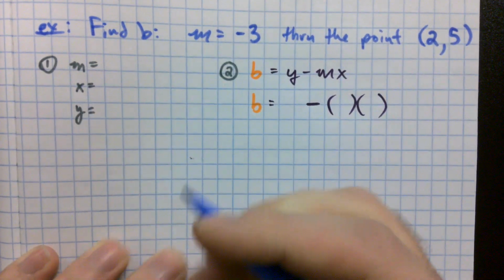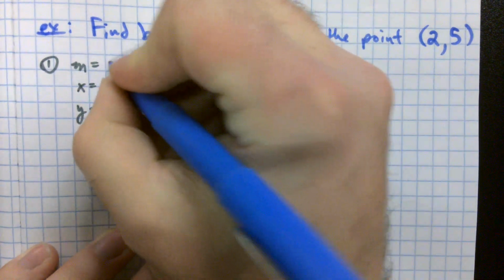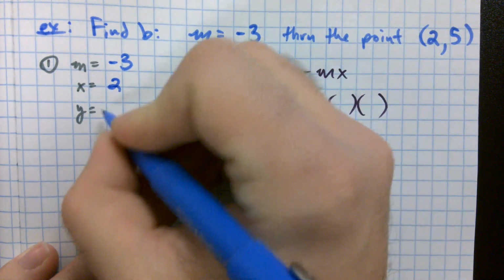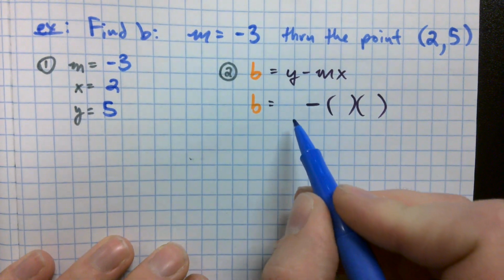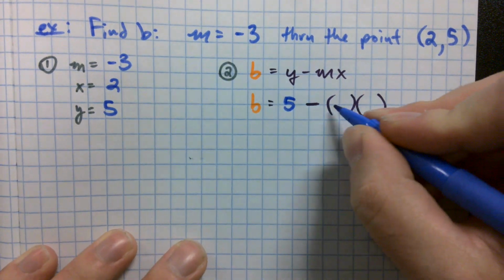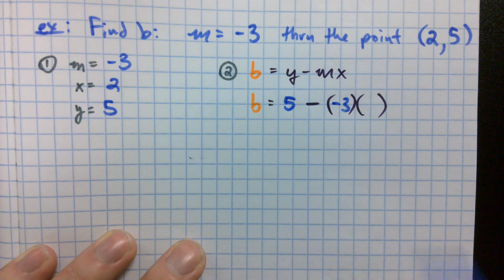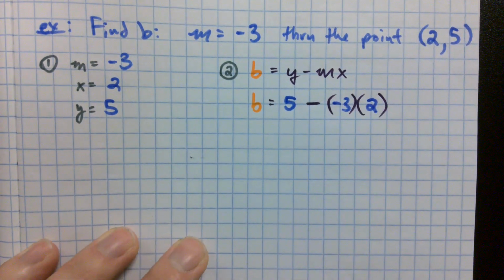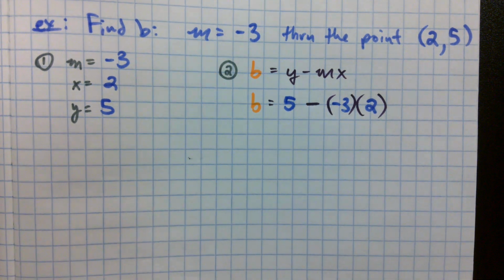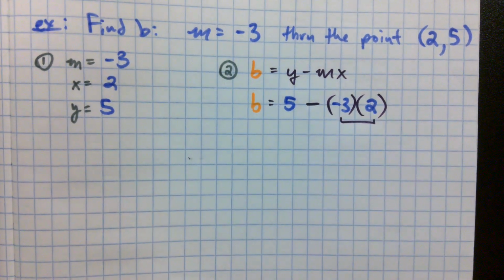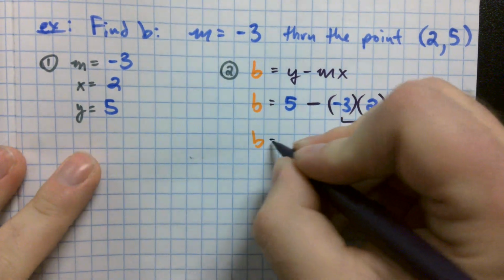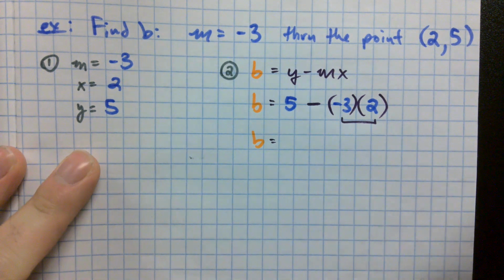What's my M here? -3. Don't forget that negative. What's my X? 2. What's my Y? 5. So the first number that gets plugged in is what? 5. That's my Y. My M is -3. My X is +2. And we want to make sure that we're multiplying first. So what is -3 times +2 going to give us? -6. Okay? So let me write that in.